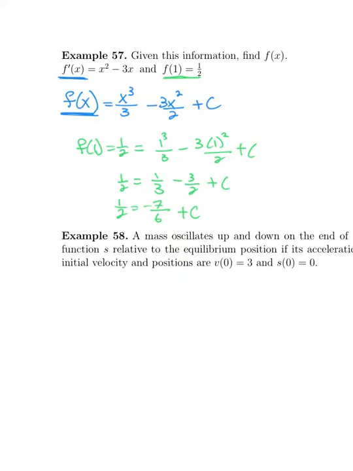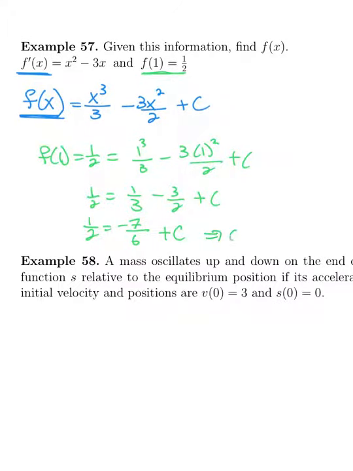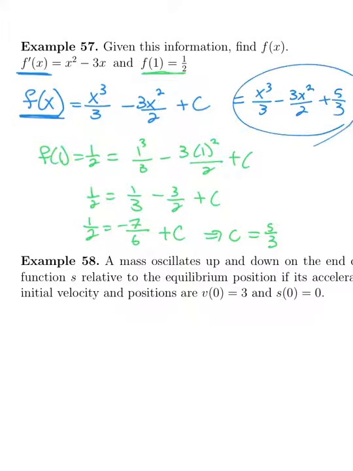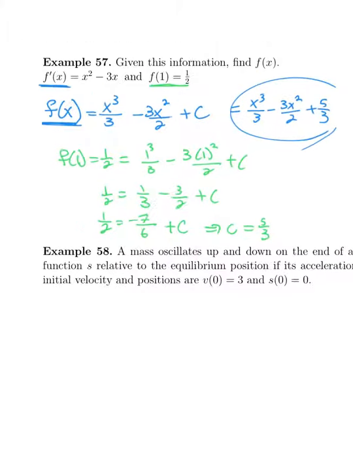So then my constant is whatever 1/2 plus 7 over 6 is, which is 5/3. Okay, so then I have that c. Now that I know c is 5/3, I can replace it. So my actual function is equal to x cubed over 3 minus 3x squared over 2 plus 5/3. Cool. Ta-da. Okay, let's do one more example.